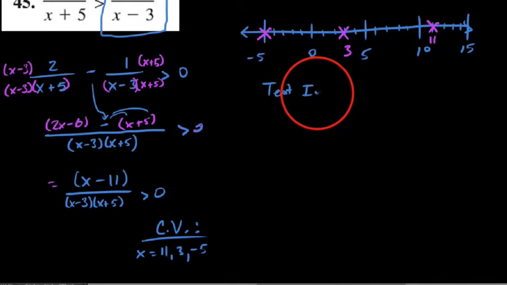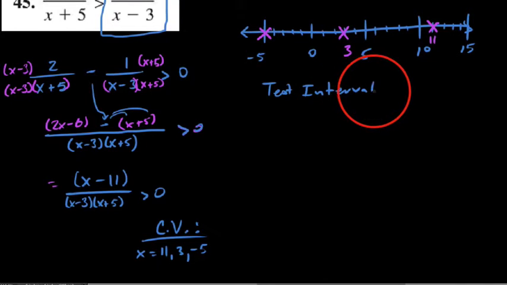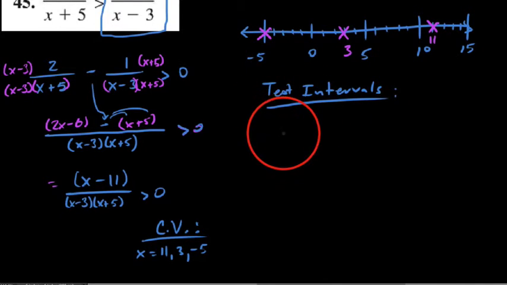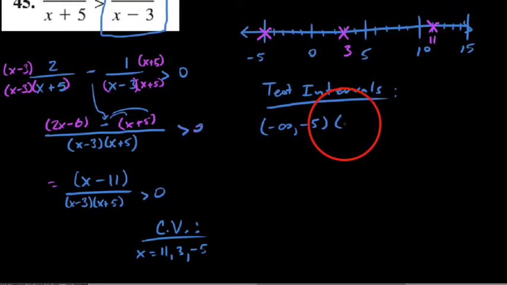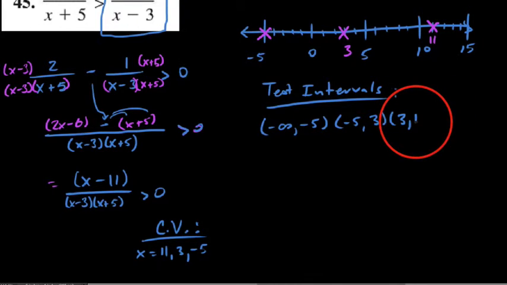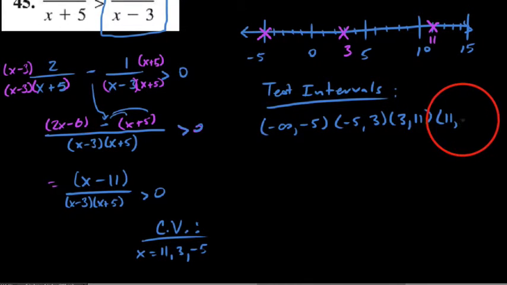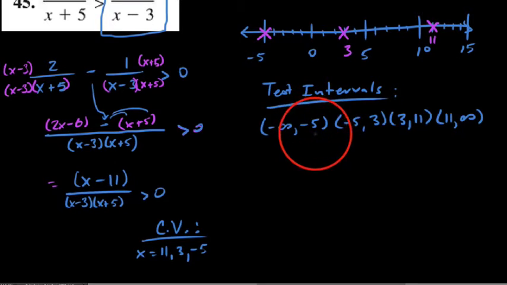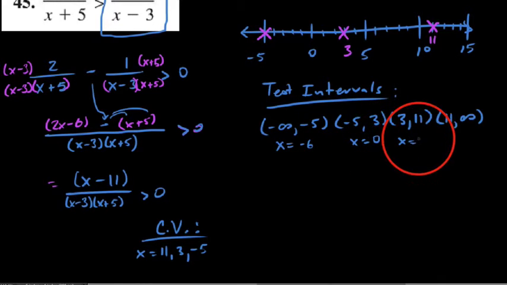So our test intervals, let's write this out. Test intervals are all going to break at these points. And so we would have an interval from negative infinity up to our first critical value, from that critical value to the next critical value, from that critical value to our last critical value, and from that critical value out to infinity. And so we want to just test some x values here. I would say negative 6 is one I'll test here. Here I'll test 0 for sure. Here I'll test 4 just because it's to the right of the 3. And then I'll test 12 here just because it's just beyond the 11.